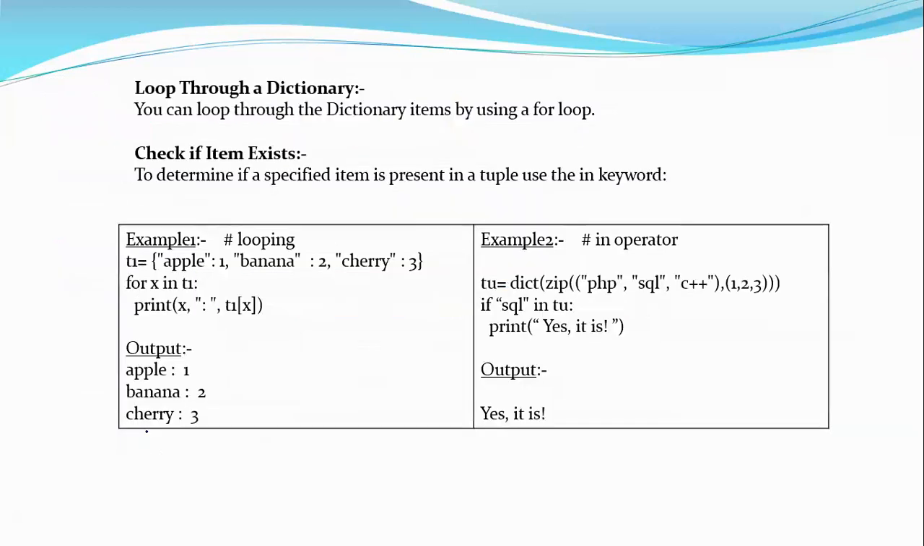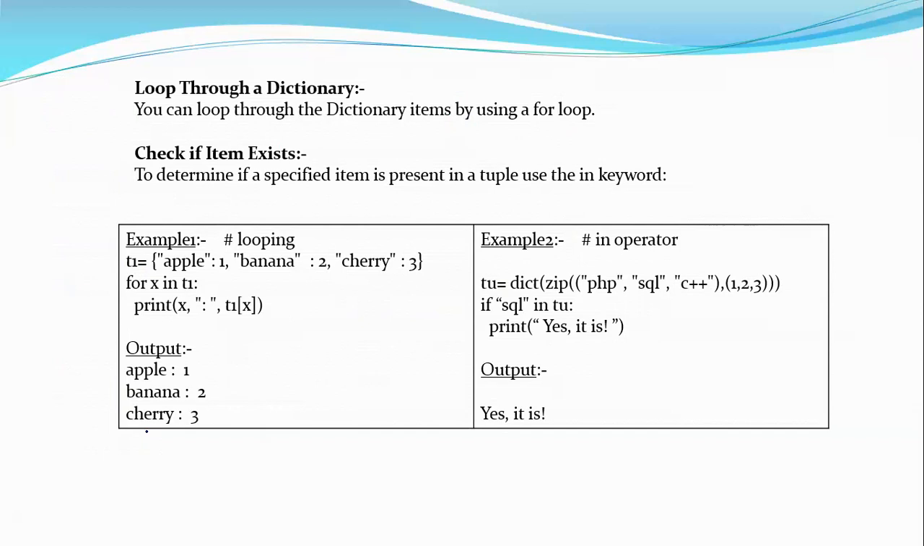Now, looping through a dictionary or checking whether a particular item exists or not. As I said, each item in the dictionary is actually a tuple. The tuple is going to be a key comma value pair, right? It is going to be a key-value pair. Every key-value pair acts as a tuple, and the set of key-value pairs forms a list. So we call a dictionary a list of tuples.